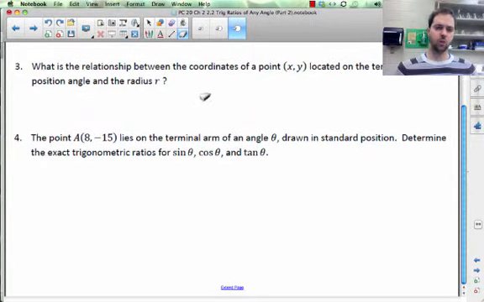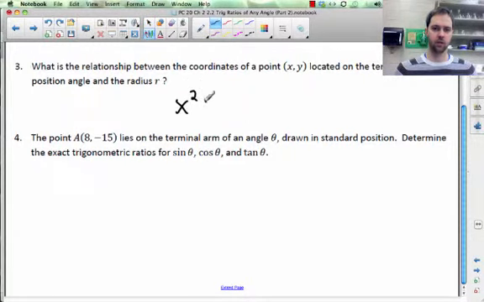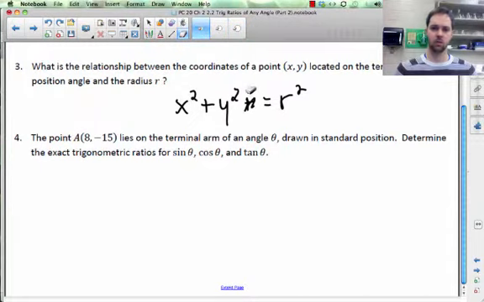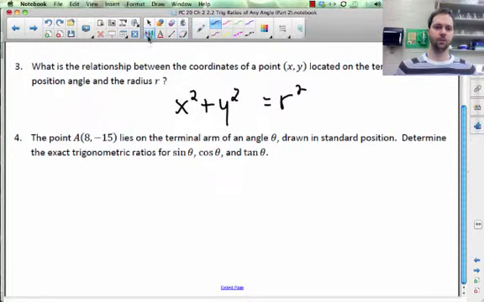what is the relationship? Well, you can always take your x and y values and find r, the radius of that line, just by using Pythagorean theorem. x squared plus y squared equals r squared. Okay. So there you go. The point A, located at 8 and minus 15, lies on the terminal arm of an angle theta. Draw in standard position.